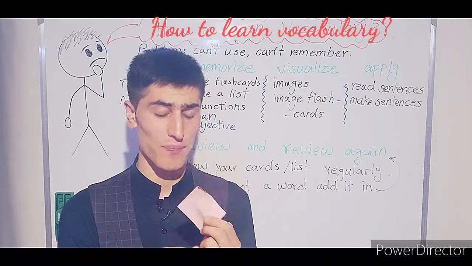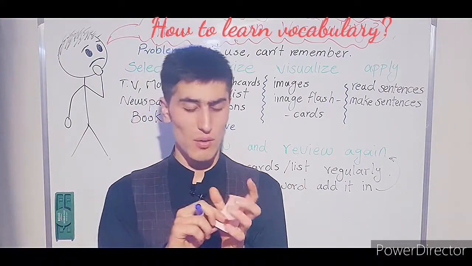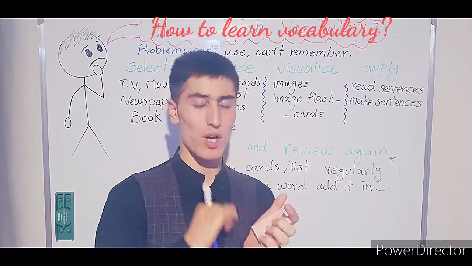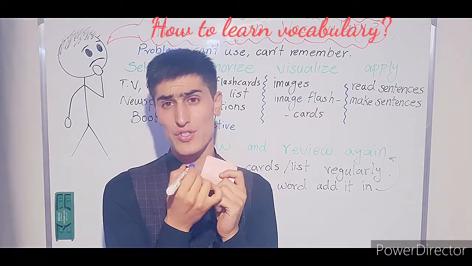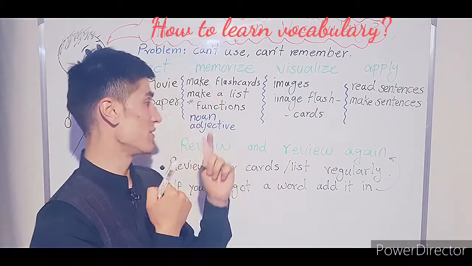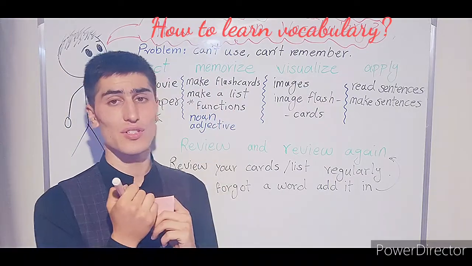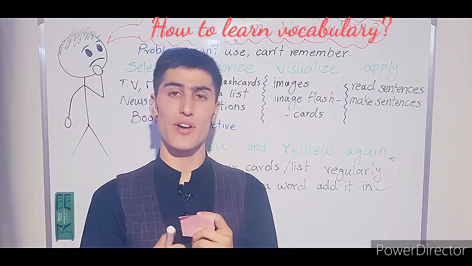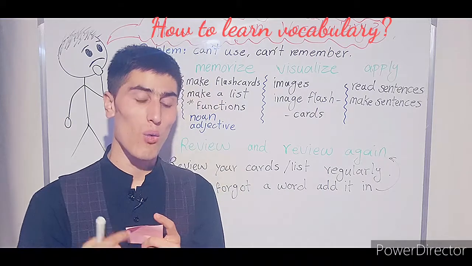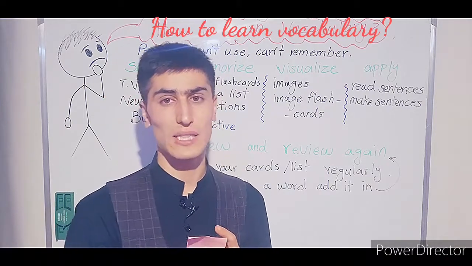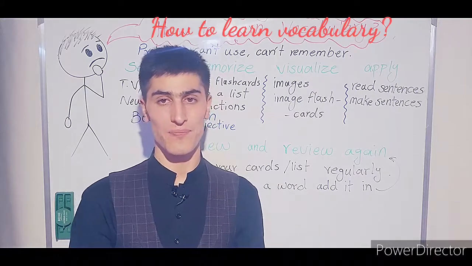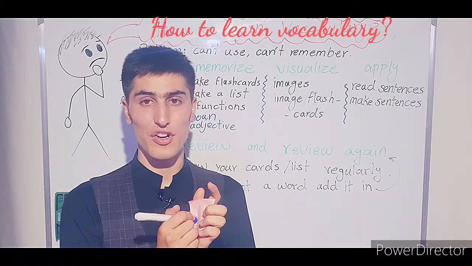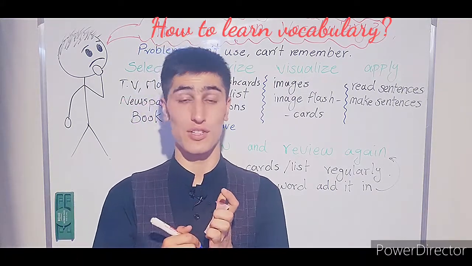How to make a flashcard? Let me show you. I can't write with the marker, but pretend that I'm writing. You write the word first, and you write the function. You have to write the function, because if you don't know where the word should be placed or how it is used in a sentence, then you won't be able to use it. Write the word first, write the function right in front of it.